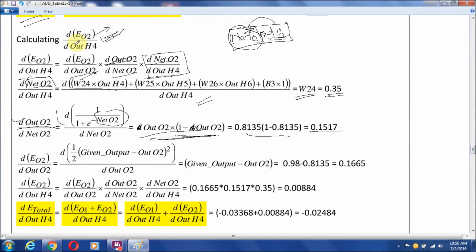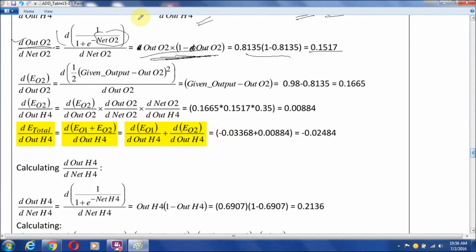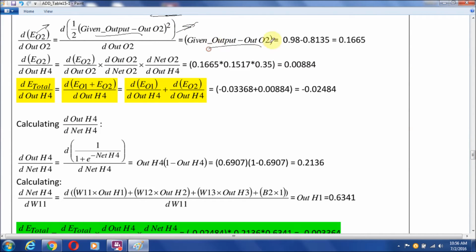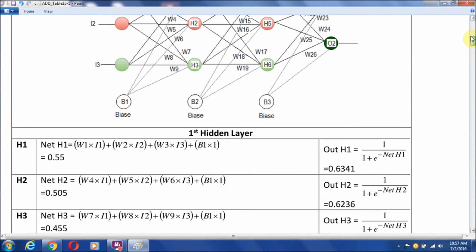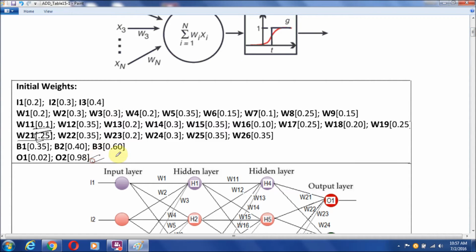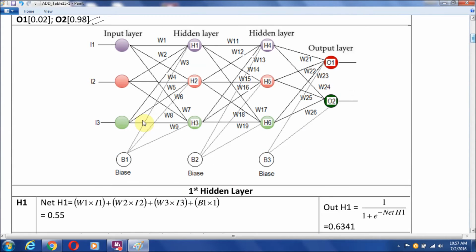Now the next part of this derivative is the derivative of error at O2 with respect to output out O2. So this is very simple. We just expand the error calculation formula. This is our formula. Taking the differentiation, we get this output, and by putting in the values we can easily get the result. For example, the given output, as we already know from the starting stage, for the second node O2 is 0.98.